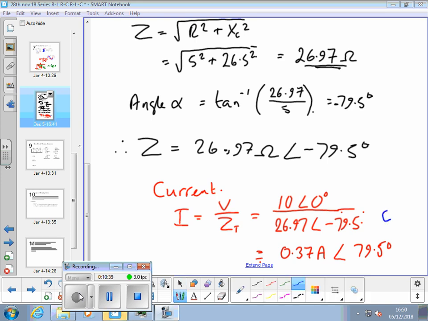And if we check that with CIVIL, capacitive circuit, and the current's positive, that's leading the voltage. Happy for me to move on?